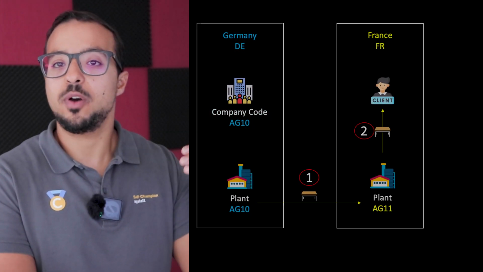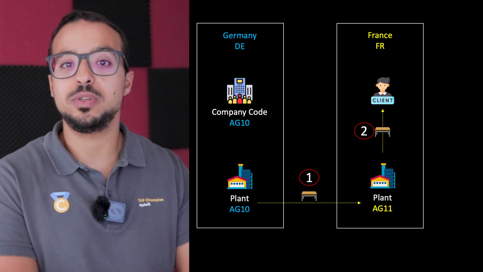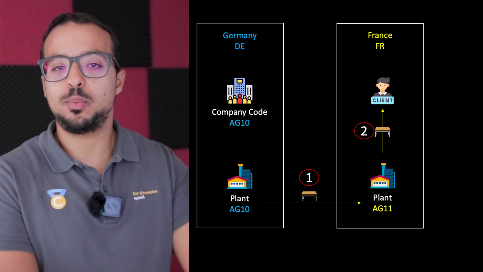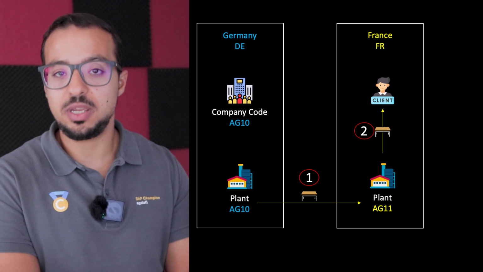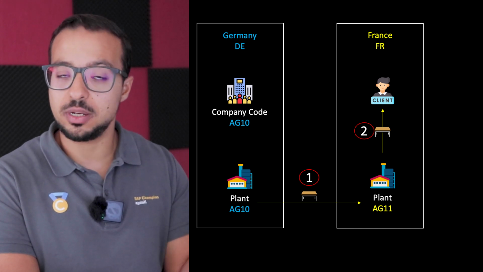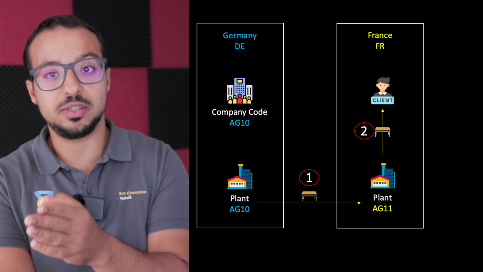So let's review quickly the process together. We have our company code that's in Germany. The company code is AG10. And for this company code, we have a plant that's in Germany, and the plant code is also AG10. And then we have another plant that's in France.